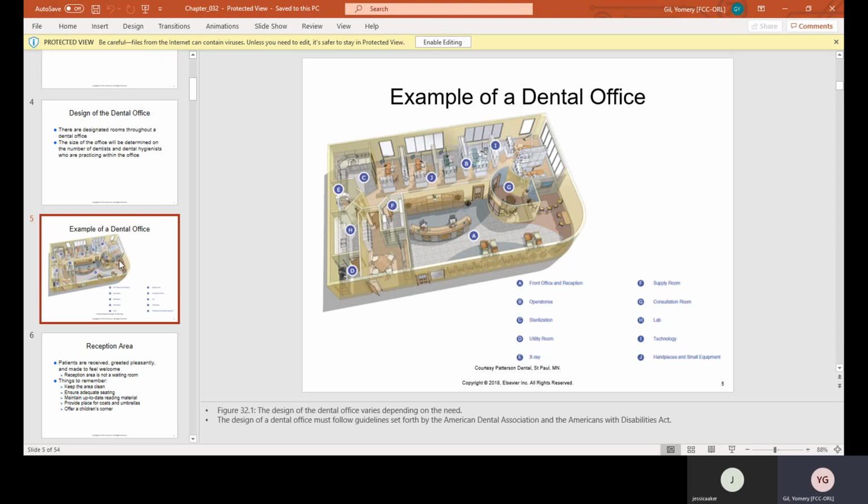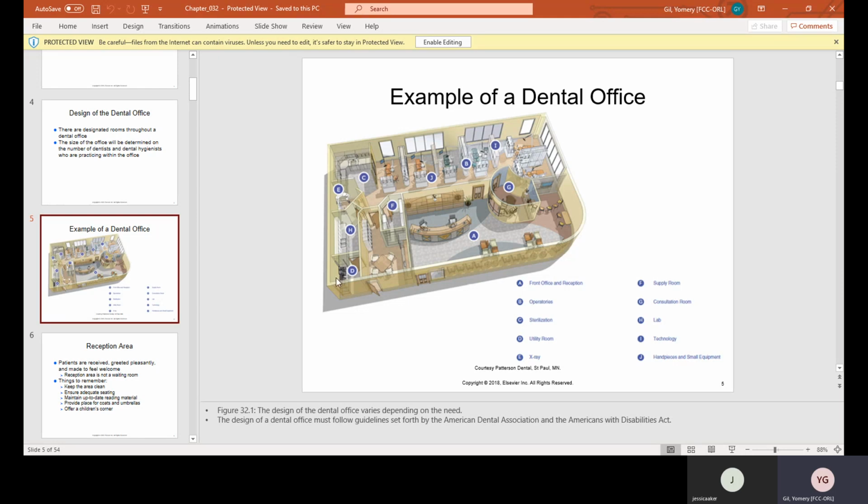So this is an example of a dental office. This is the front office or the reception, and this is where the patients will be greeted as soon as they walk in the door. These are the operatories here, also called the patient rooms. This is the sterilization area. The only thing that goes on over here is sterilization of instruments. D is the utility room, and here is where you'll find sometimes the vacuum, the broom.